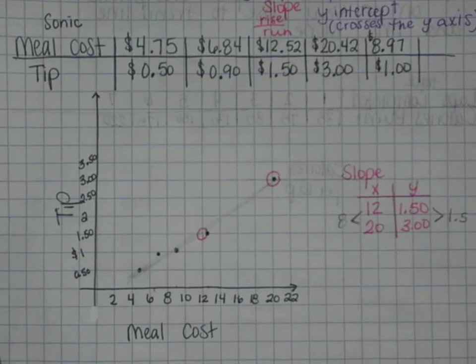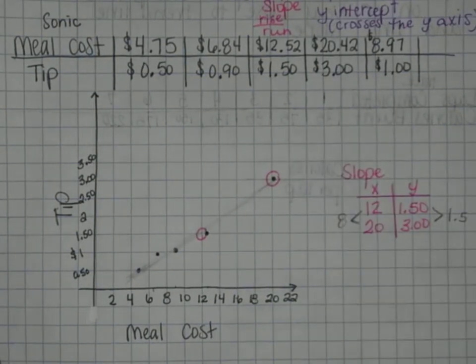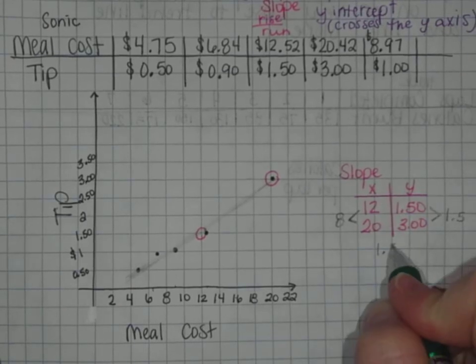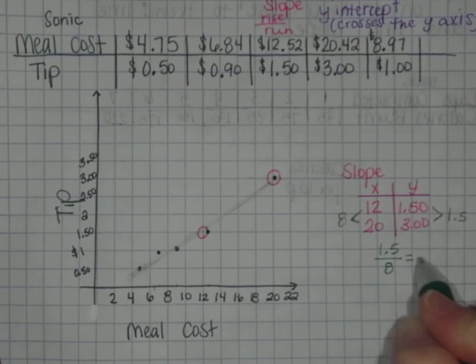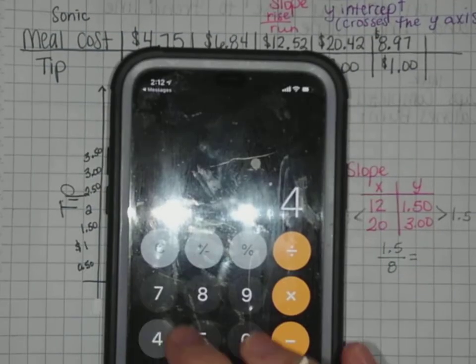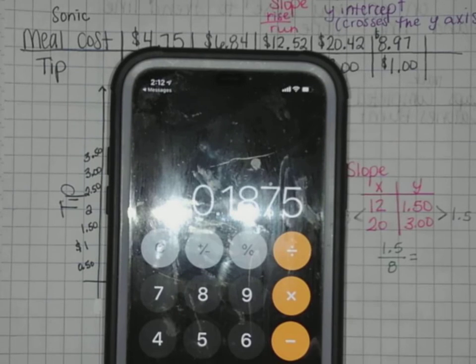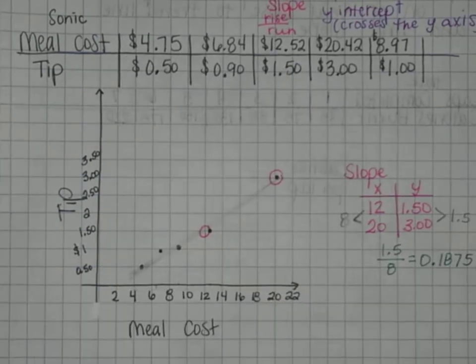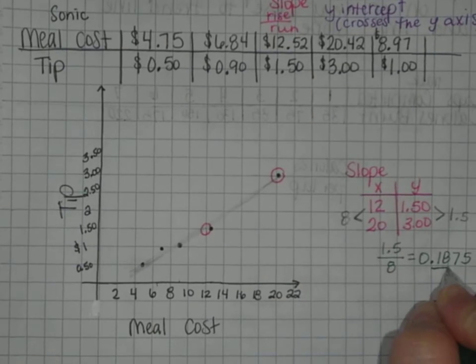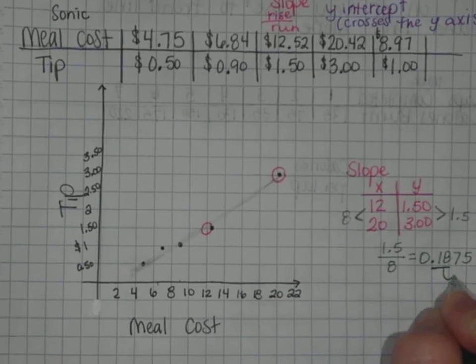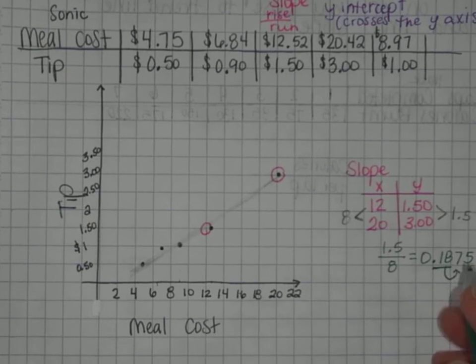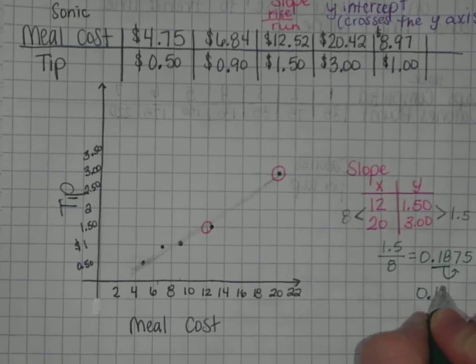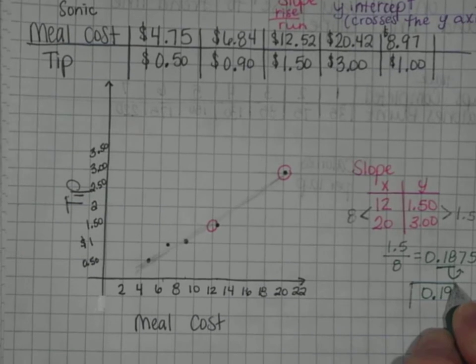If you can't find that in your head, remember it's the Y's over the X's, so I'm going to put 1.5 over 8, in a different color. So 1.5 divided by 8 gives us 0.1875, which I'll round to the hundredths. I want 2 decimal places, so that 7 makes that 8 go to a 9. So we get 0.19, and that would be our slope.